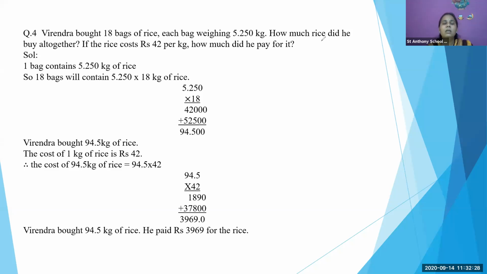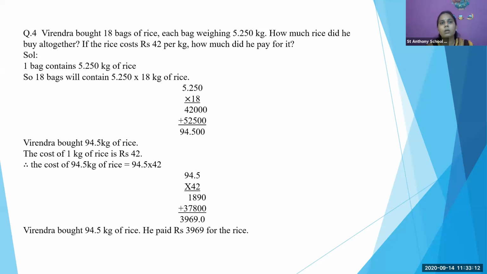Okay. Now here, question number 4. Virendra bought 18 bags of rice, each bag weighing 5.250 kg. Means Virendra brought 18 bags of rice and each bag, every single bag, is 5.250 kg. Okay, Virendra has bought 18 bags of rice, and each bag has 5.250 weight. Okay.